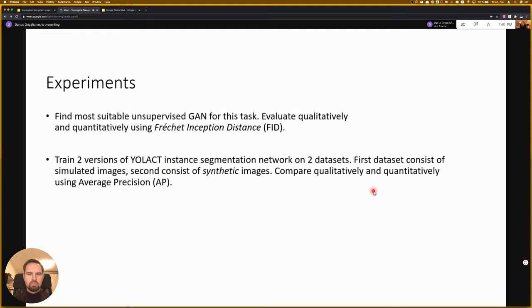So to test this framework, I first had to find a suitable candidate GAN network for this, and also evaluate them visually and quantitatively. In this case, I used Fréchet inception distance. And after I found a suitable GAN, I trained the YOLACT instance segmentation network twice on two different datasets. The first one consisted of simulated images, which I got from a simulated environment. And the second dataset is synthetic images, which were made from the simulated images. And this allows us to compare whether synthetic images improve the quality of images, and the network manages to detect real objects better.